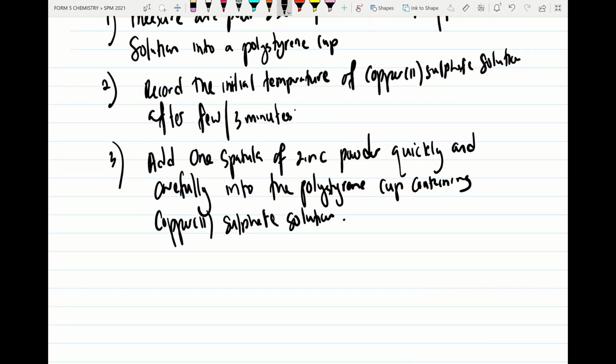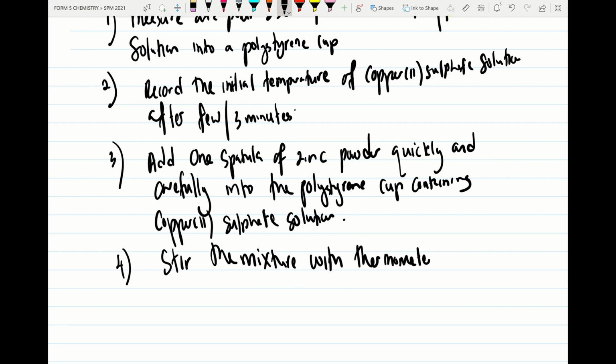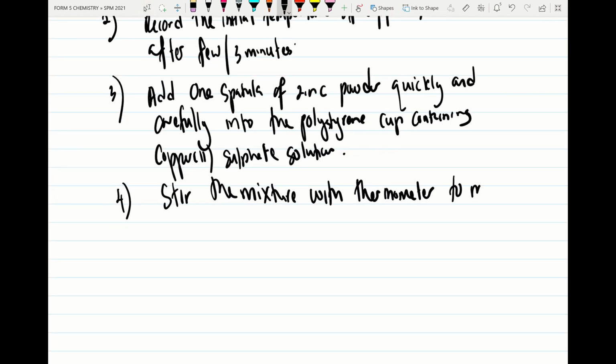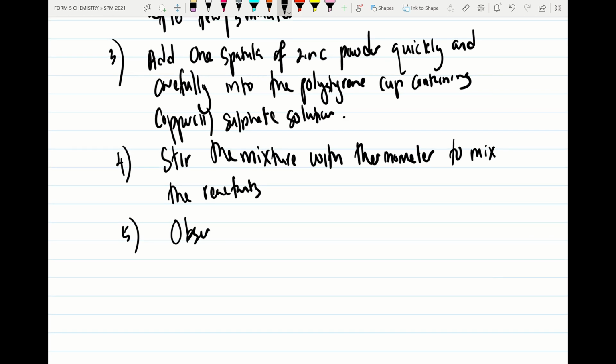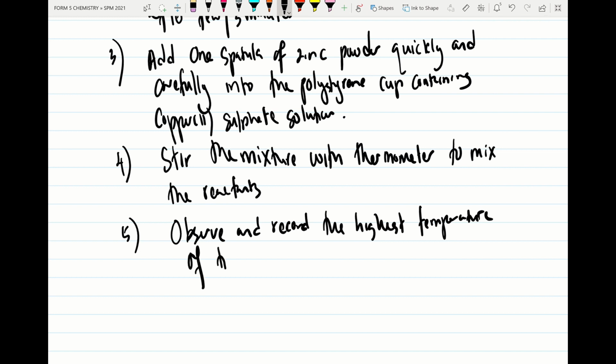All right, so point number 4. So I put procedure number 4. So students must stir the mixture with the thermometer to mix the reactants. All right, so point number 5. Please put observe and record the highest temperature. All right, so we put here the highest temperature of the mixture.